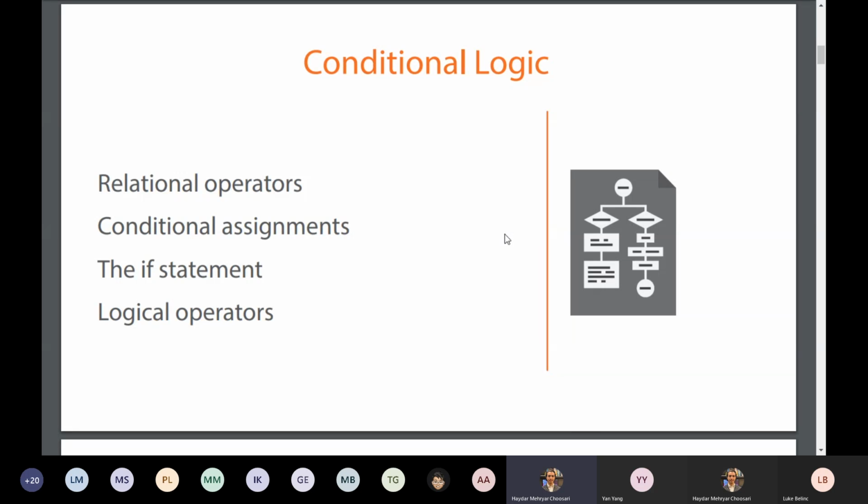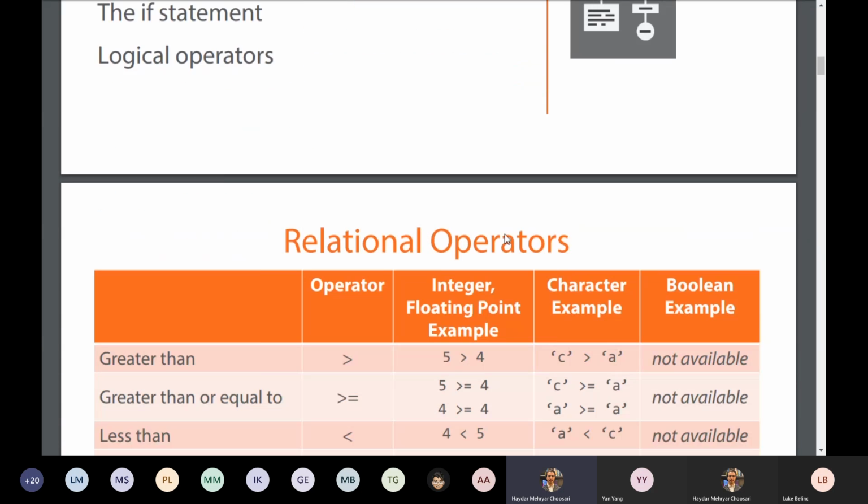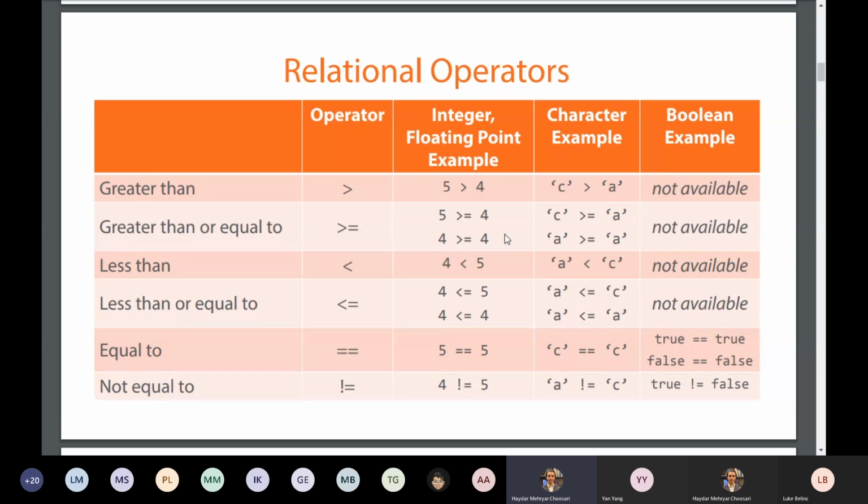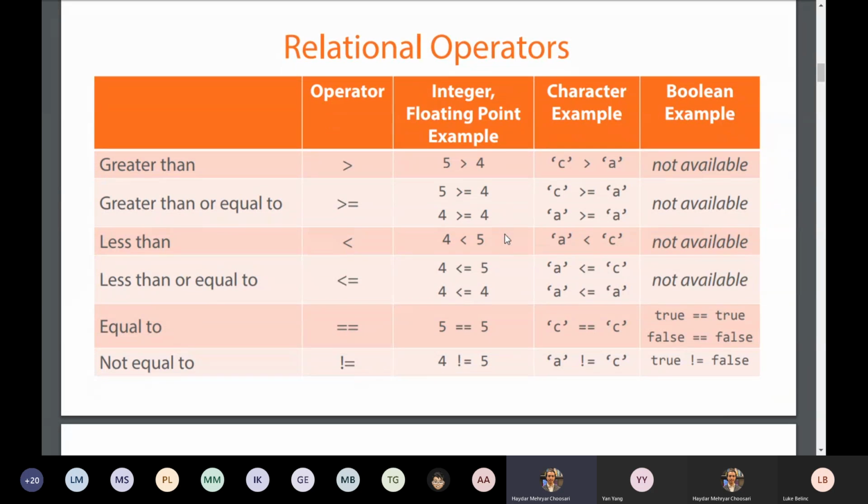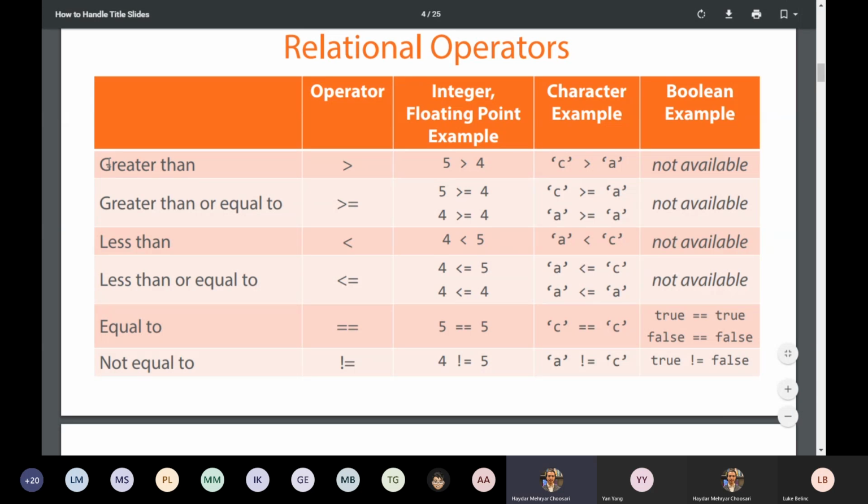So, conditional logic. In conditional logic, we have 4 different bullets here: the relational operators, conditional assignments, the if statement, and the logical operators. For each of them, I'm going to go further and see the order. The relational operators are like in the table you can see over here, like greater than. They are Boolean logic that we can perform on the primitive data types.